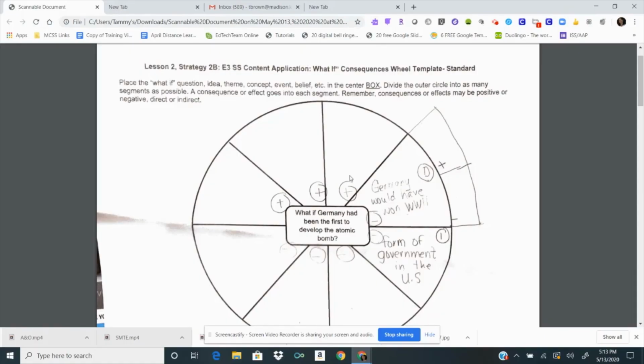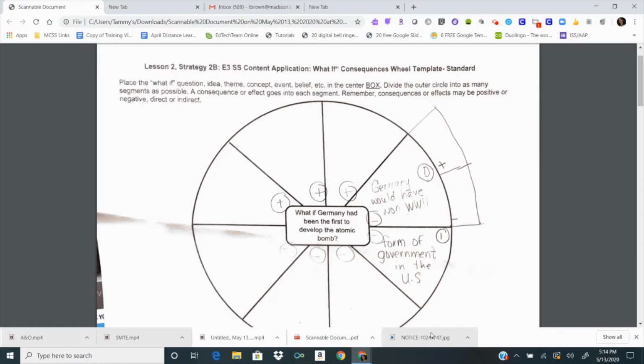Okay, so this is our what if consequences wheel. And these are the procedures for this. In my classroom, this strategy is first introduced the first week of school. I've chosen 3 or 4 strategies that I use when I am going over policies and procedures in my classroom, and this happens to be one of those.